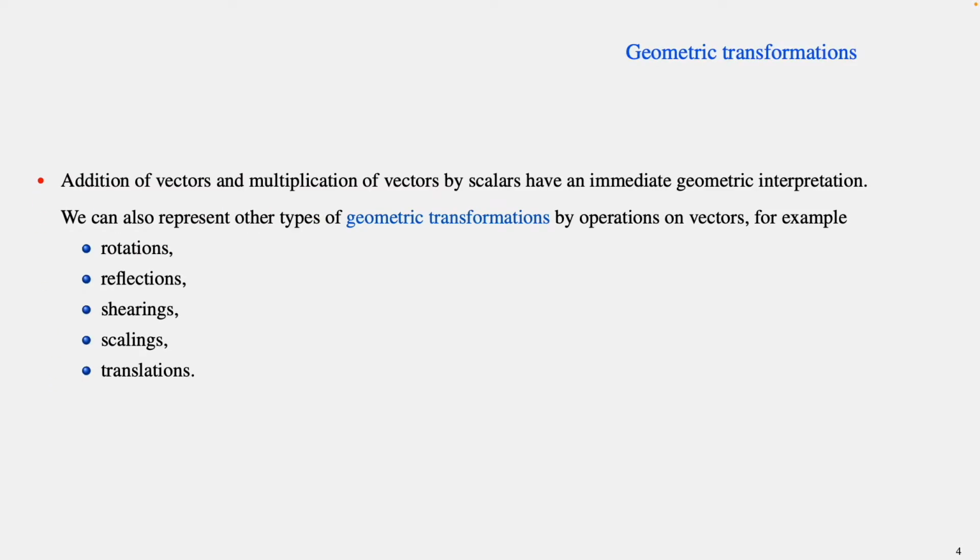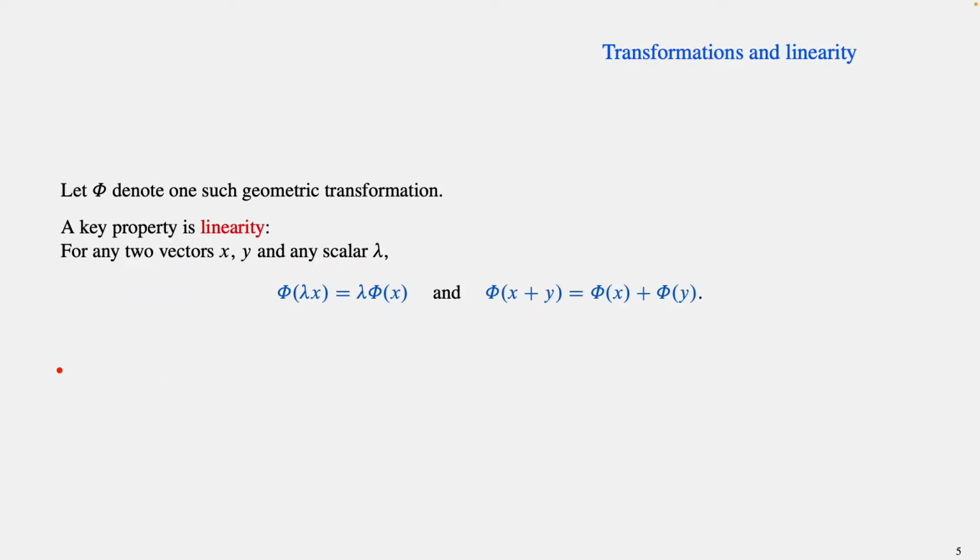Now we've seen already that addition of vectors and multiplication of vectors by scalars can be immediately interpreted in a geometric way in Chapter 1 of this course. And there are also other types of geometric transformations that can act on vectors, for example, rotations, reflections, shearings, scalings, and translations, and we want to get to know these better in this video. But first, we have some general considerations.